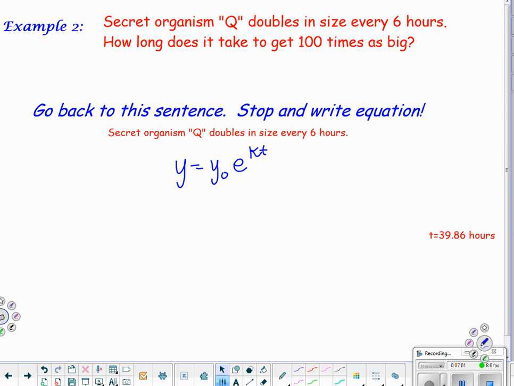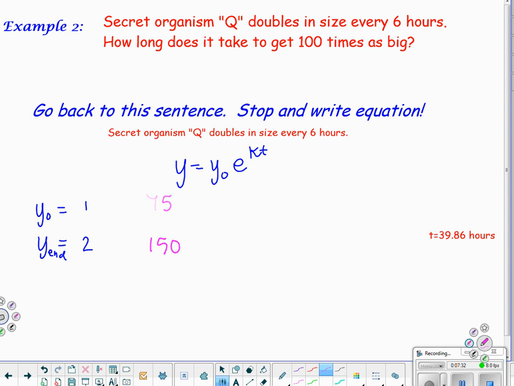So the secret organism doubles every 6 hours. So what was my beginning amount and what was my ending amount? Good question, huh? Well, it says it doubles, so I could generate any numbers that make it double. I could say I started with 1 and I finished with 2. I could say I started with 10 and I finished with 20. I could even say I started with 75 units and I finished with 150, right?